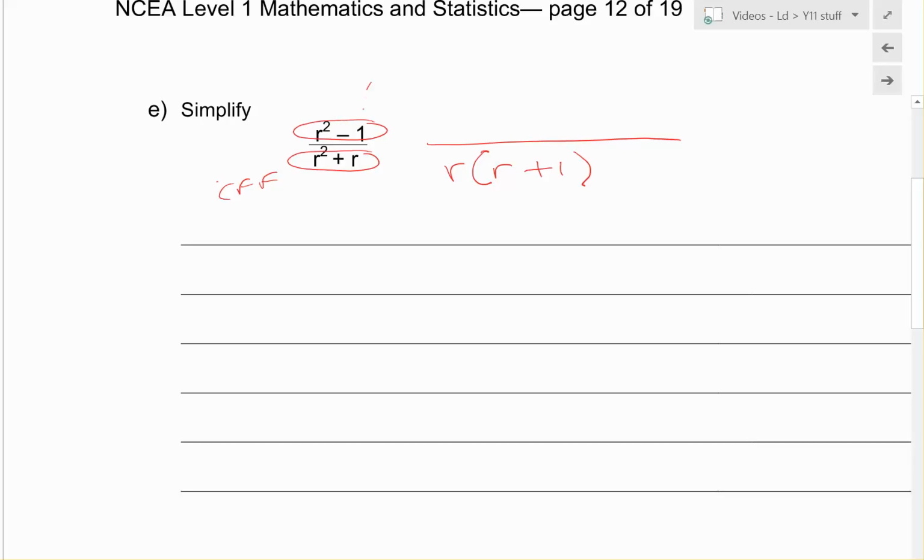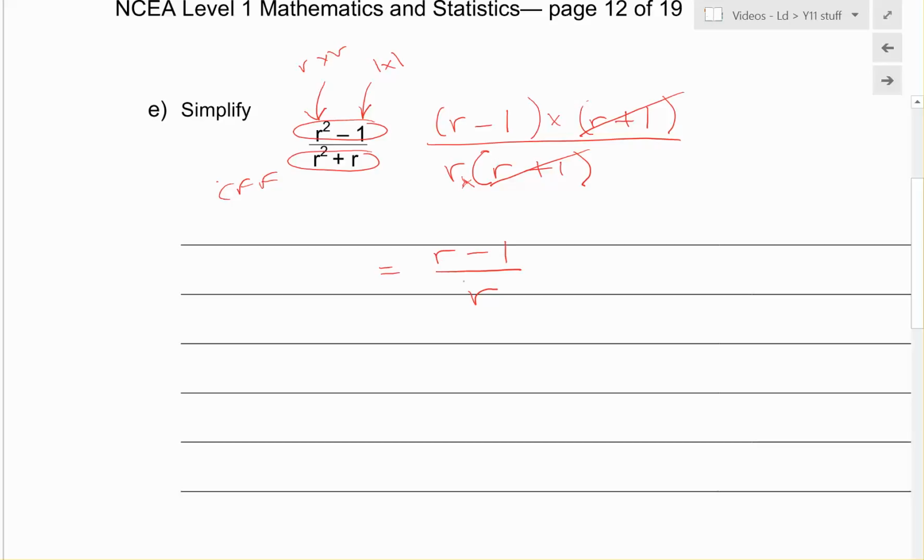But what you might notice, hopefully, is that 1 is a square number, and r squared are obviously r times r, and this is 1 times 1, and I want the difference between them. So we're asked to factorise a difference of two squares, which we can do by writing r minus 1, r plus 1. And so now I have factors on the top line, factors in the denominator as well, and I can see the same factor occurring numerator and denominator. So we can cancel those out, and I'm left with r minus 1 over r.